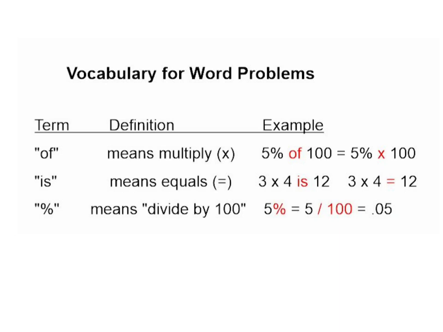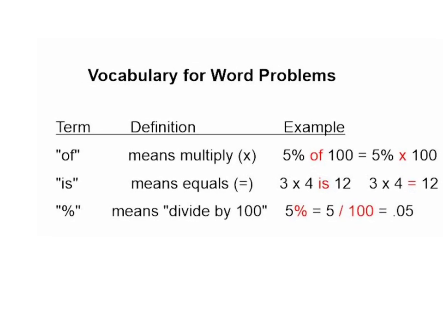What I want you to write is what you see here. You don't have to use the examples, but "of" means multiply. "Is" means equals. "Percent" means divide by 100.